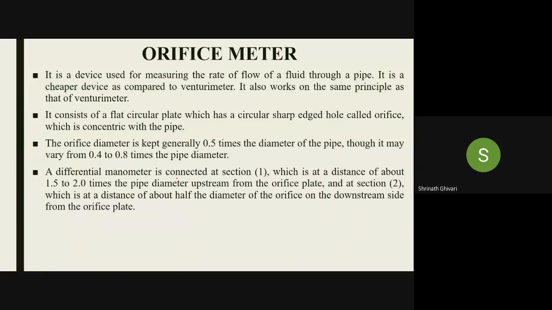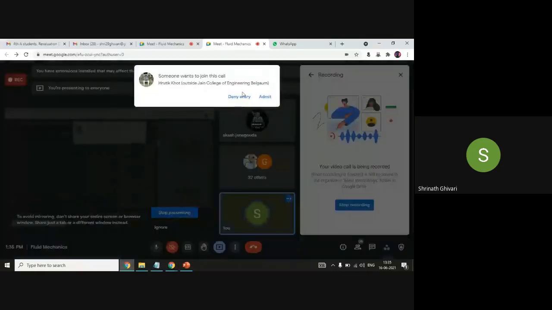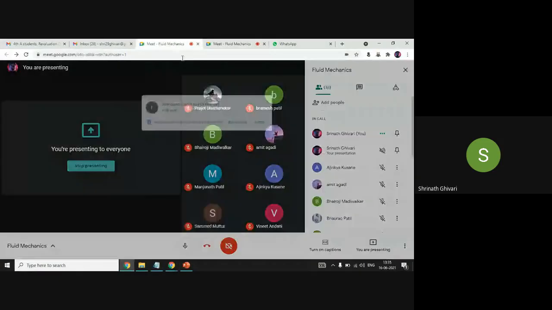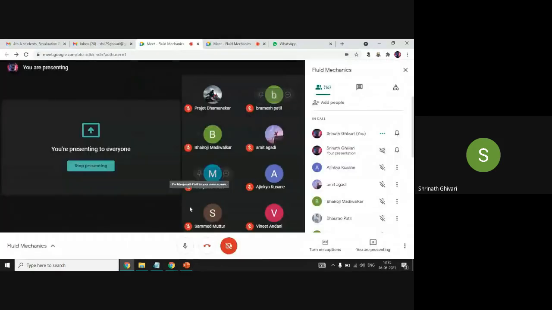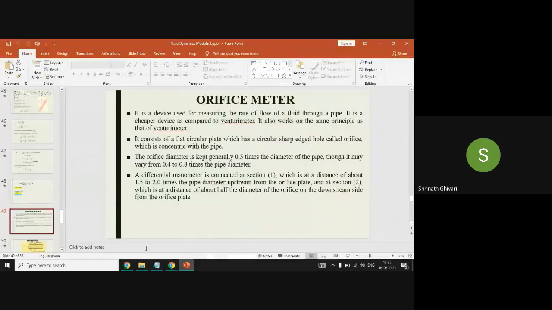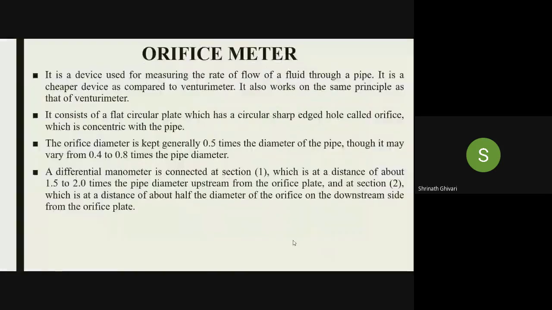A differential manometer is connected. Sir, one student is waiting to join. Wait. Okay, fine.